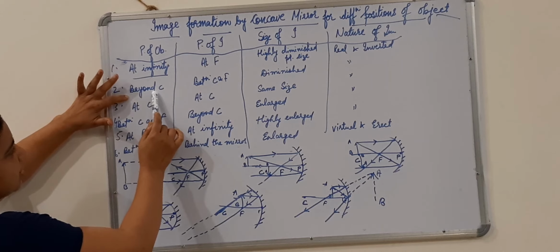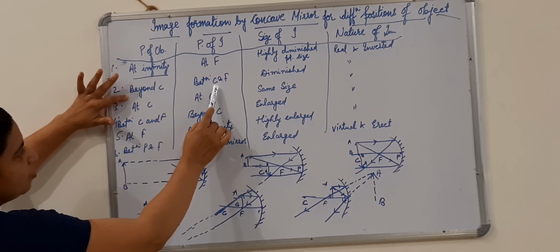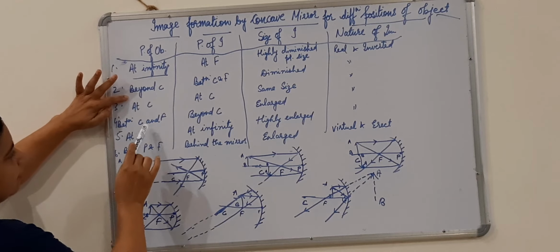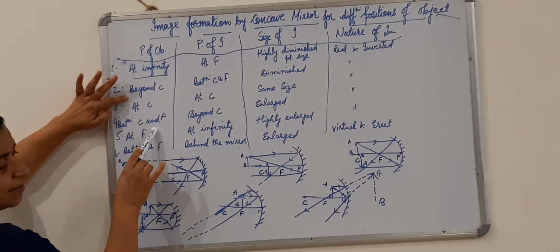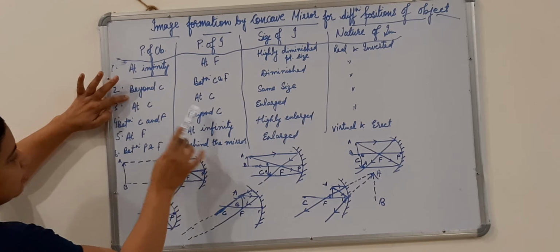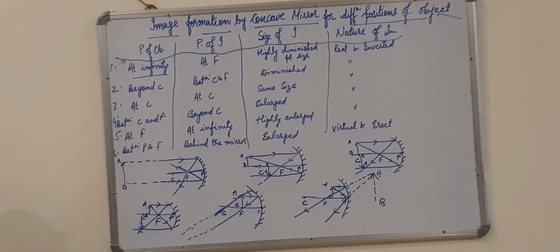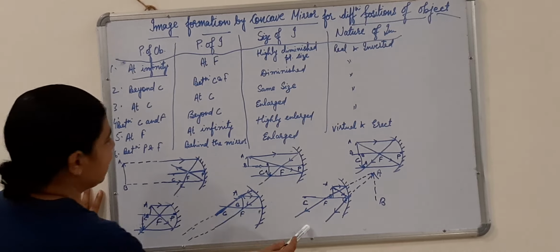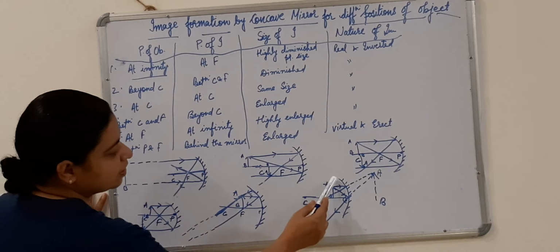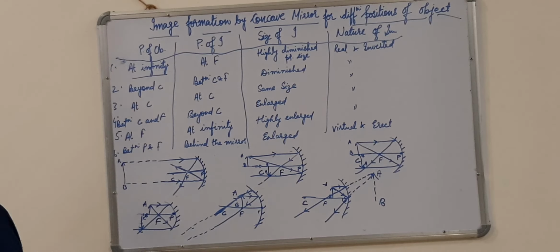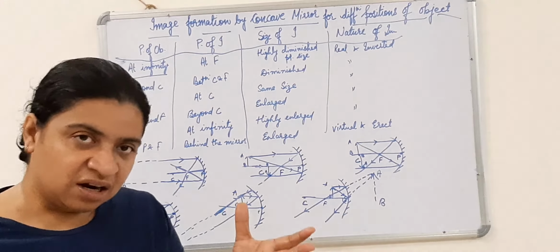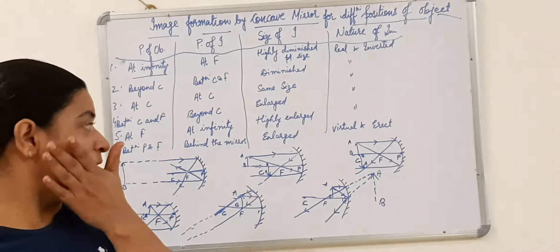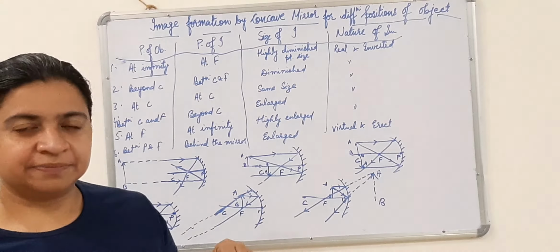If it is beyond C, then the image formed is between C and F. If the object is between C and F, image formed is beyond C. See how these things are related. These are quite easy things if you try to find a trick to learn these. Now in this case, the last position, when the object is between pole and focus, image formed is enlarged and it is formed behind the mirror.